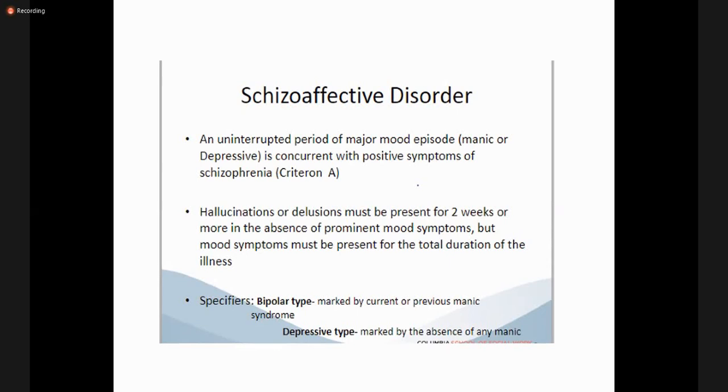It is an uninterrupted period of major mood episode, either manic or depressive, and is concurrent with positive symptoms of schizophrenia. Remember, we spoke about positive symptoms, hallucinations and delusions. So basically, it's a mix of the both. There should be major mood episodes, either manic or depressive, along with positive symptoms for at least 2 weeks. It can be bipolar type and depressive type.